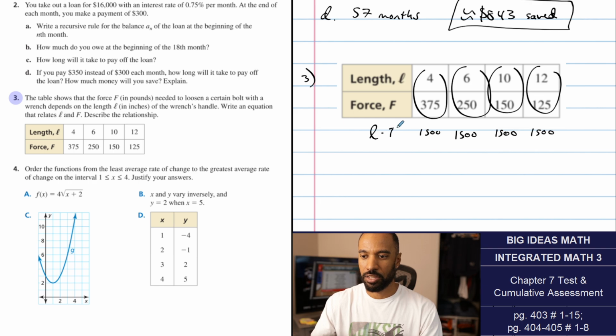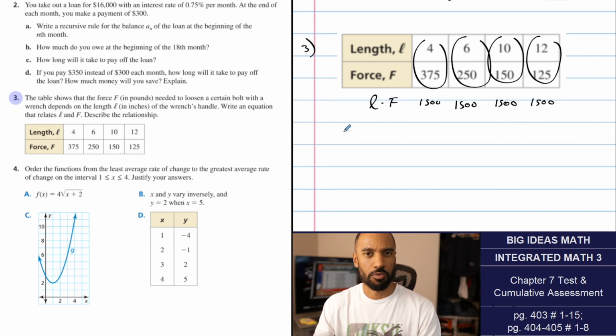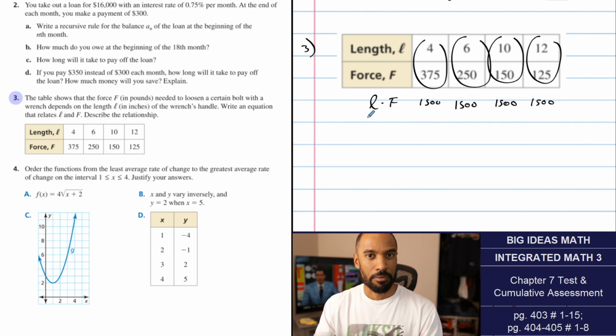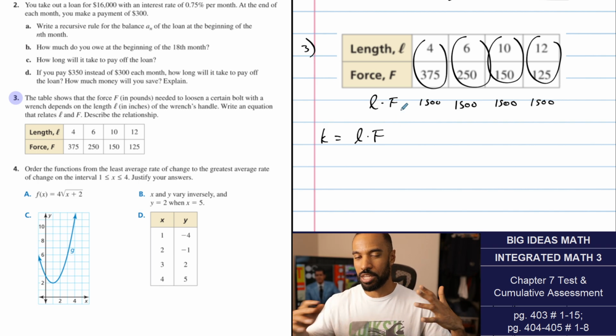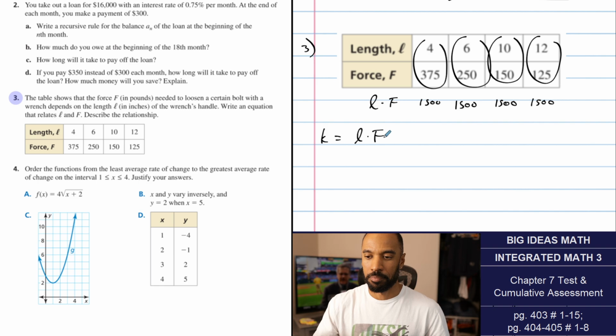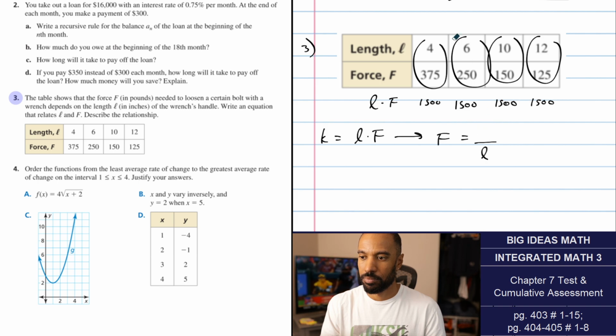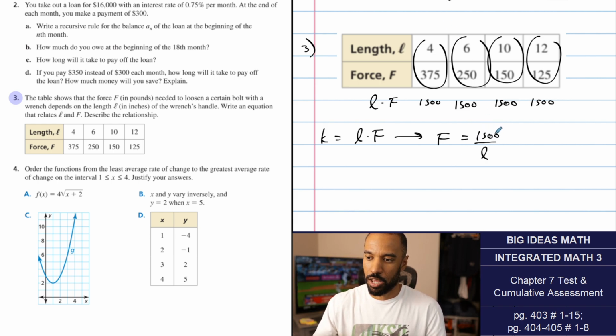So all these is some L times F scenario. So our constant of ratio, our constant of variation, I don't remember what letter they use. I'm familiar with K in the past. I don't know if they use K. I cannot remember. I'm going to use K. They might use A or something like that. Sorry if I'm using the wrong letter. My constant of variation is L times F. Therefore, the force varies inversely with the length of the thing. So I can say F equals K over L, like so. Now that constant of variation is 1500. So 1500 over L.